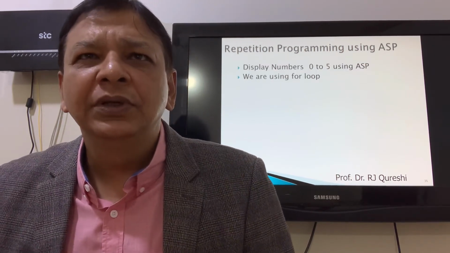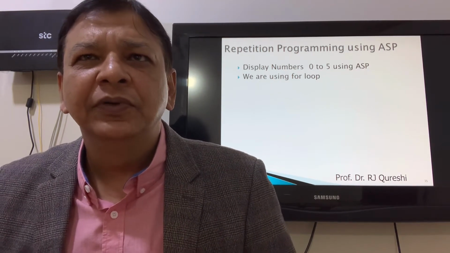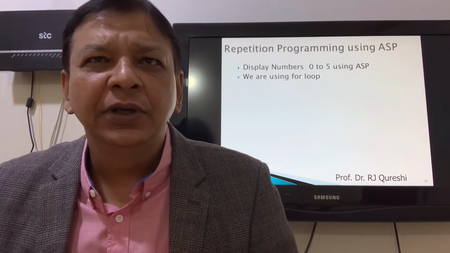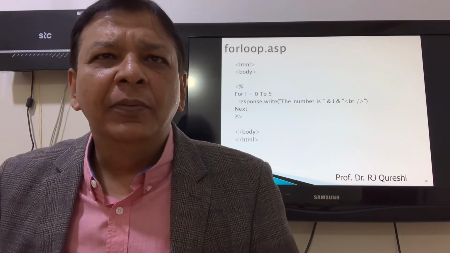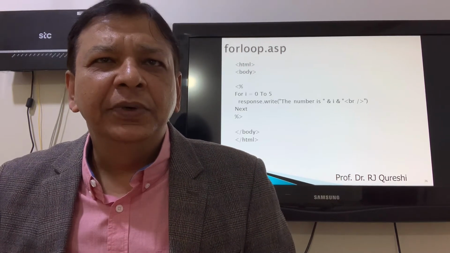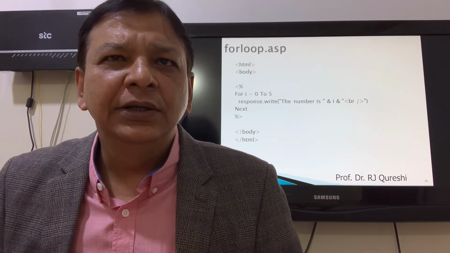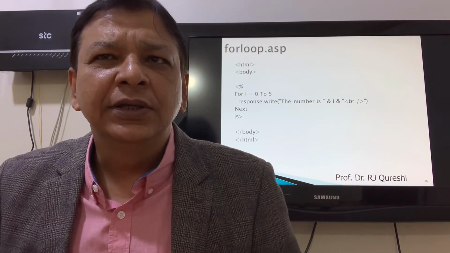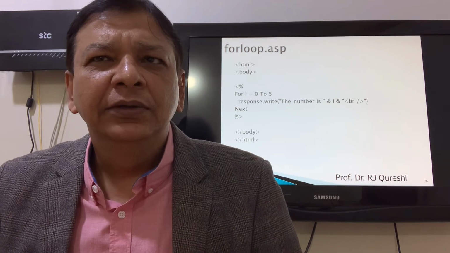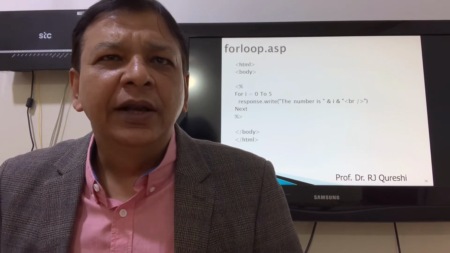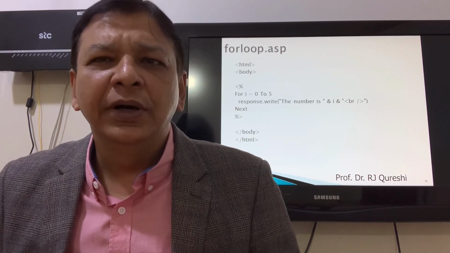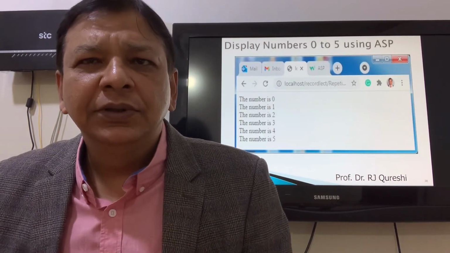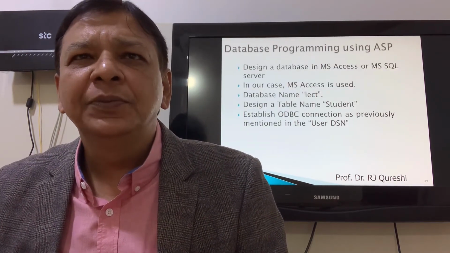Repetition programming using ASP. Display numbers between 0 to 5 using ASP. We are using a for loop. In the HTML body, the ASP scripting tag is opened: for I equal to 0 to 5, response.write "the number is" and the I variable, and we have the BR. Next, close the script, close the body, close the HTML. That is the execution.